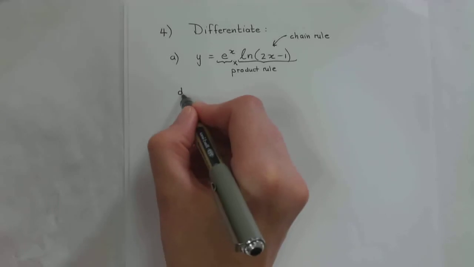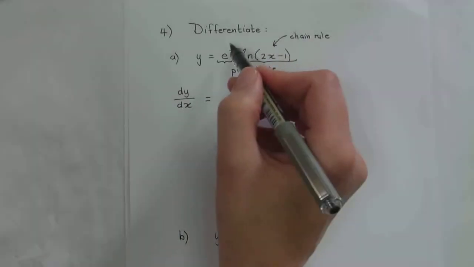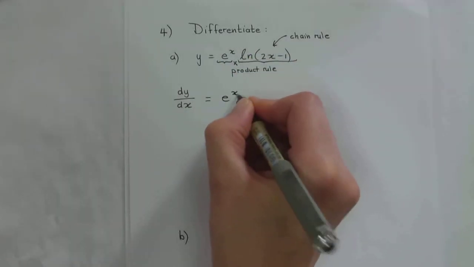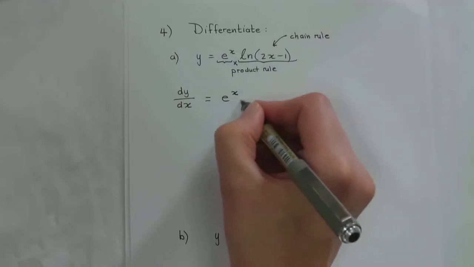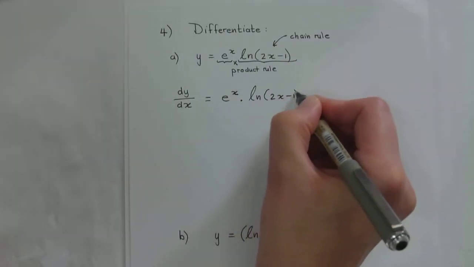Okay, so using the product rule, I go dy over dx. According to the product rule, I first have to find the derivative of e to the power of x, which, lucky for me, is just e to the power of x. So that's the derivative of the first function multiplied by the second function, and I'm not touching the second function at all.